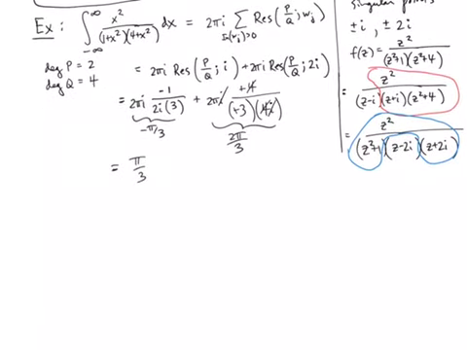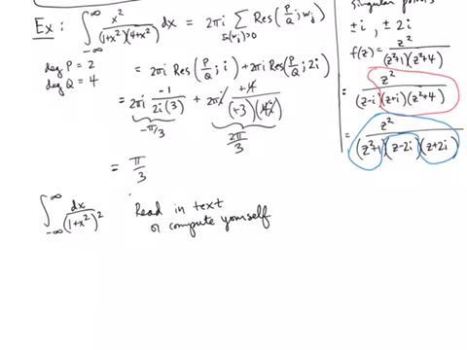Okay, and there's another simple example in the book. The integral from negative infinity to infinity of dx over (1 plus x squared) squared. You should read this example in the text, or try to compute it yourself using this method. Okay, so that's another example.